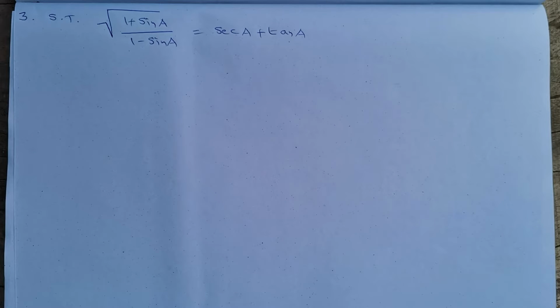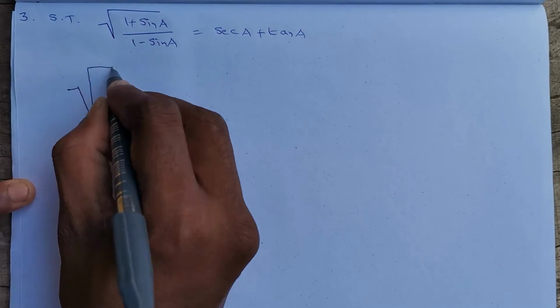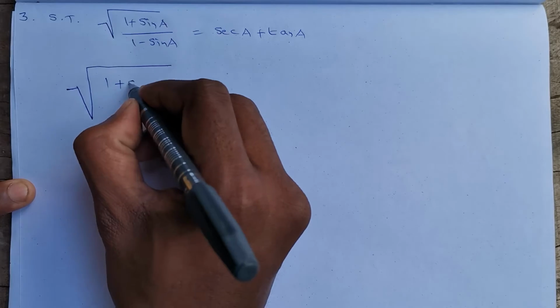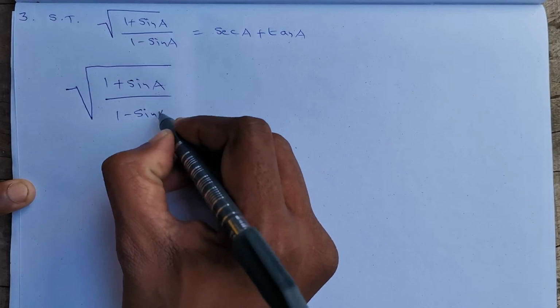Next, third question: show that under root of (1 plus sin A divided by 1 minus sin A) equals secant A plus tan A. So I'll take the left side: under root 1 plus sin A divided by 1 minus sin A.